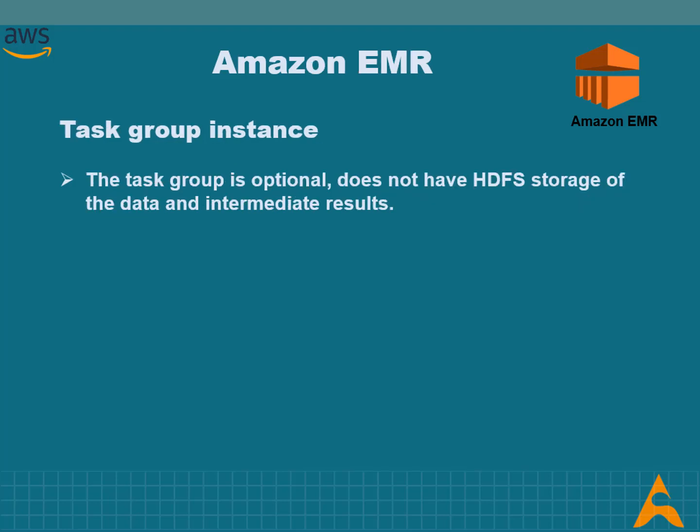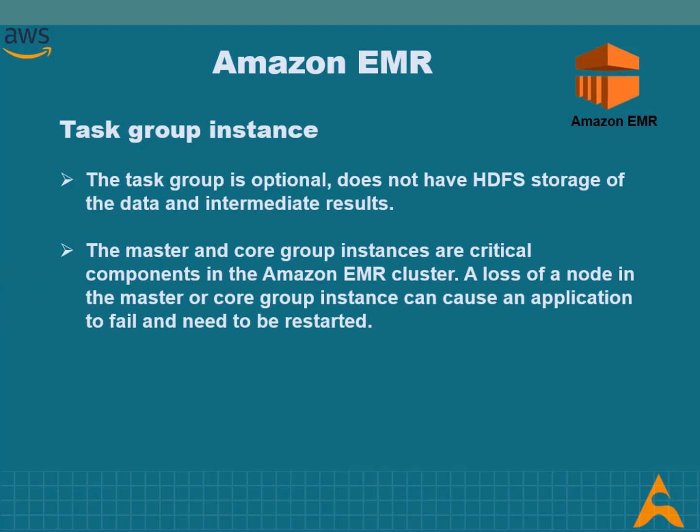Further, the task group here is optional, so it can do some of the computational work of the map and reduce job but does not have HDFS storage of the data and intermediate results. The lack of HDFS storage on these instances means the data needs to be transferred to these nodes by the master for the task group to do the work in the job flow.